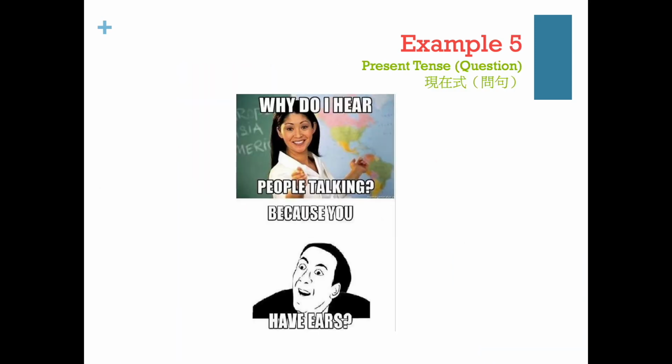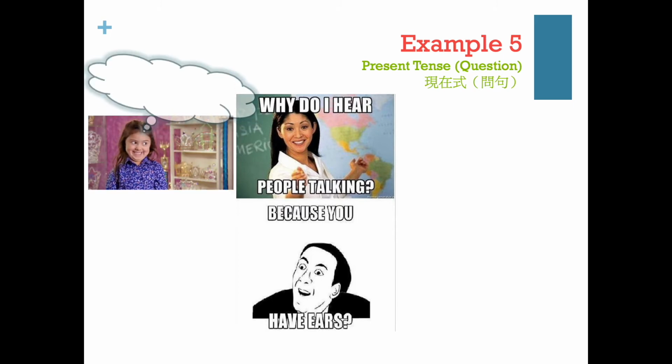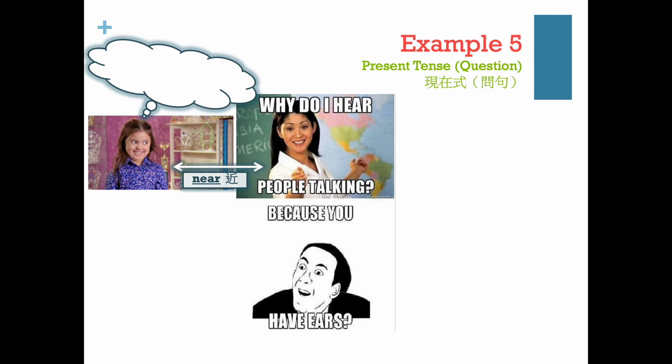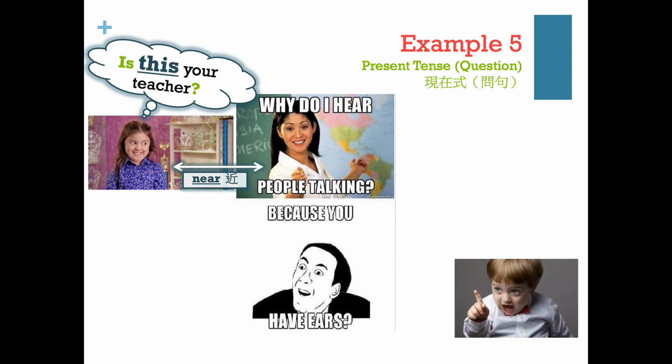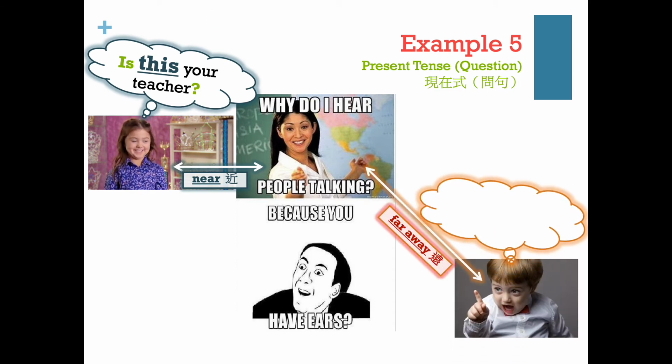Example 5. If you want to ask a question using this or that, you can do it like this. This girl, she is close to the teacher, near the teacher, so she says, is this your teacher? While the other boy, who is far away from the teacher, says, is that your teacher?